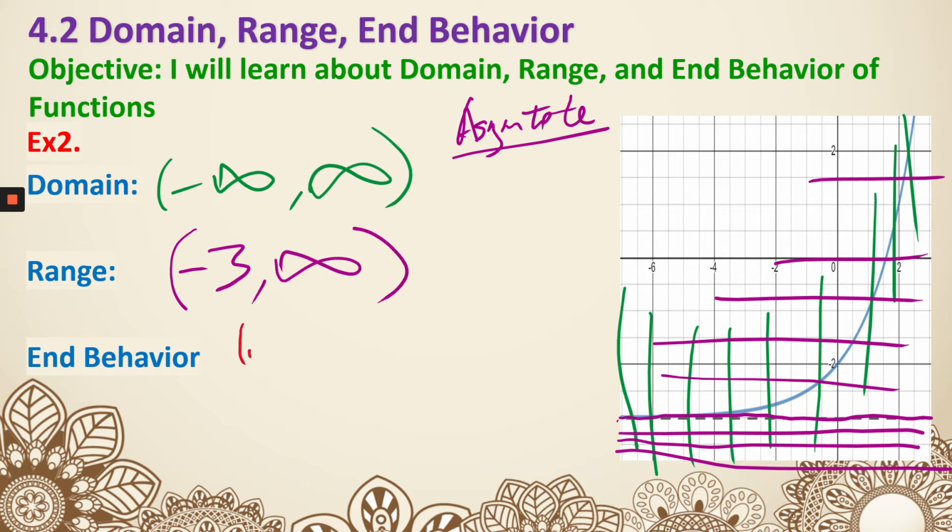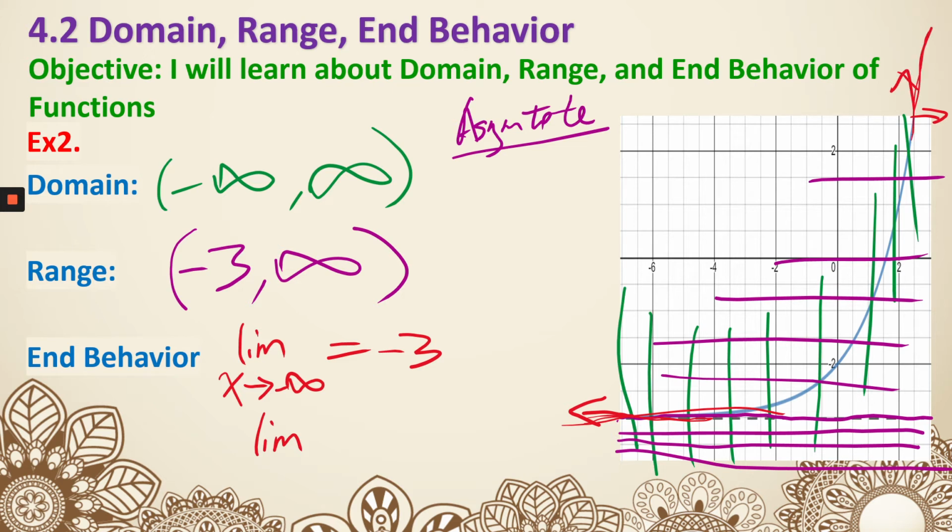Next, end behavior. So my x can keep on going to the left, so still going to negative infinity. But when I think about my y value, it is not even crossing this line, this asymptote. So the most I can go is as close to -3 as possible. As for the right end, as my x goes to the right, my y keeps on going up because my graph is going up, so it's going to be infinity.